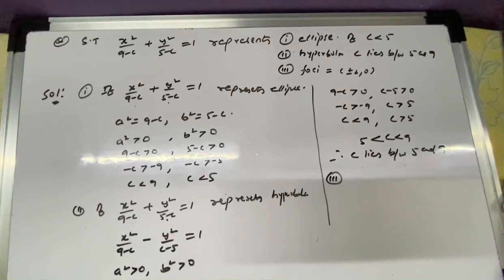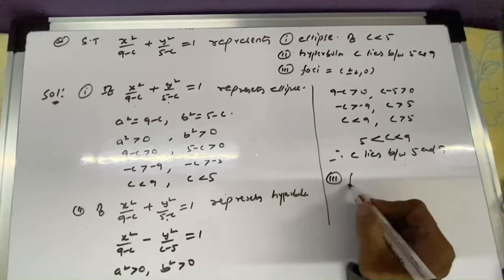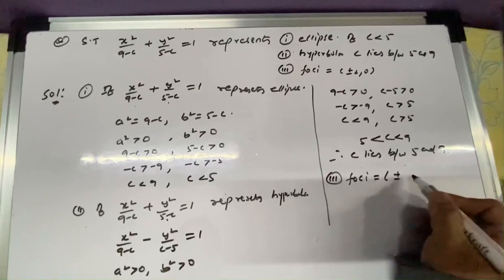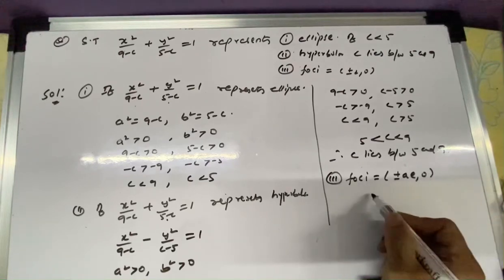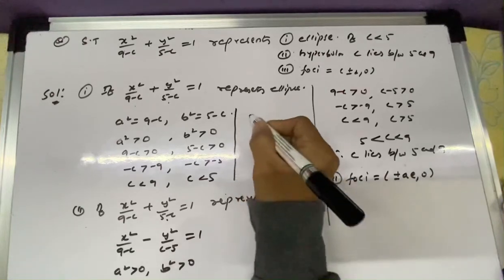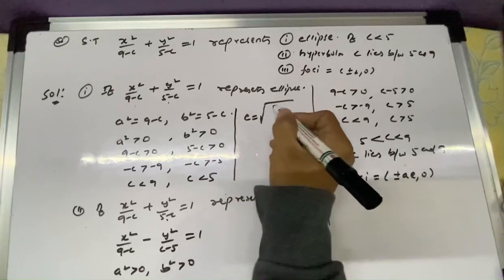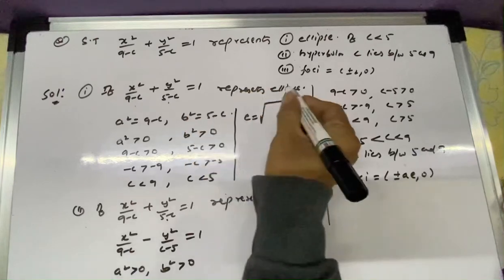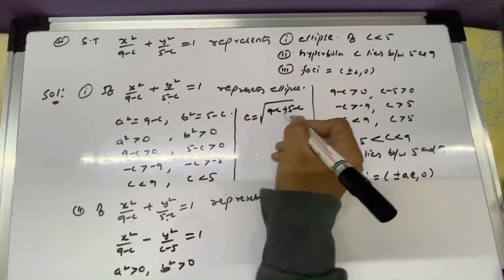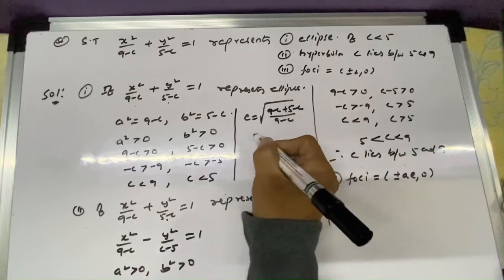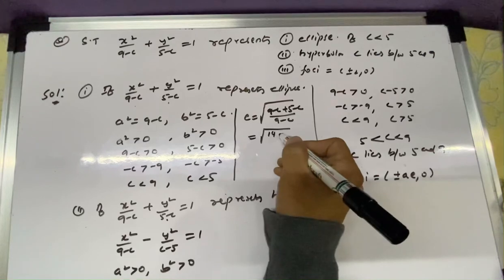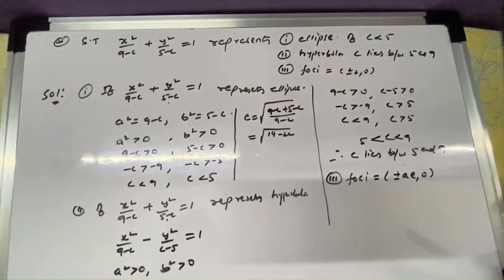What is foci? Foci equals to plus or minus a comma 0. We need eccentricity. If a square and b square is given to you, eccentricity equals to root over, if it is ellipse eccentricity, a square plus b square by a square. So this will be 14 minus 2c, or you can do in one more way.